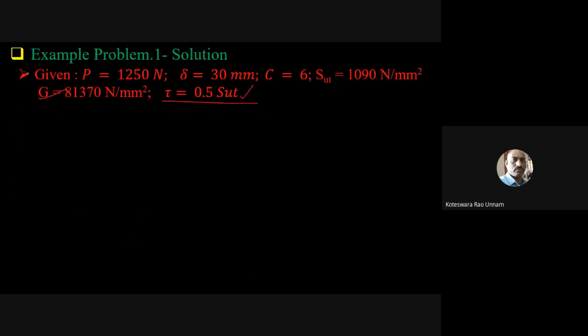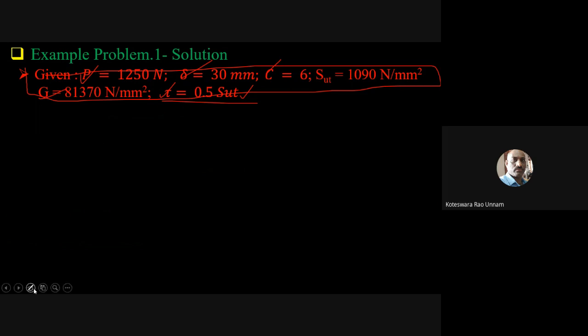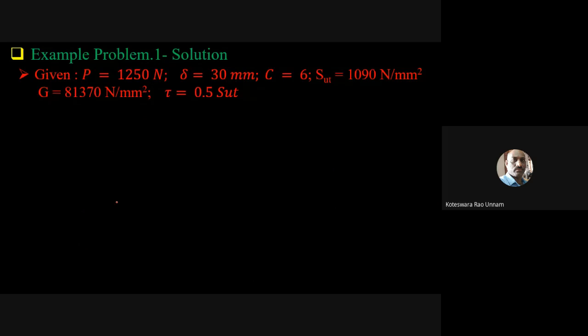Once I list out the given data from the problem, we need to look at whether the P, delta and C information, these three, are available or not. If they are available, then you can calculate this allowable shear stress and then use the stress equations to determine the wire diameter. So the first step is to determine the wire diameter.